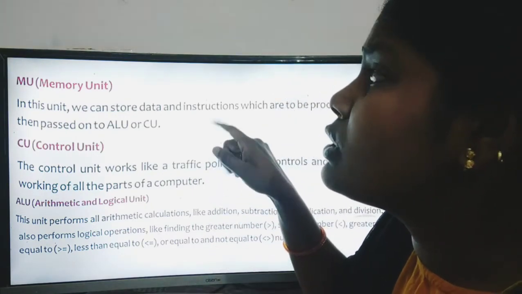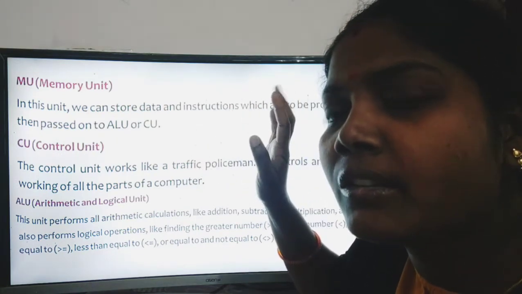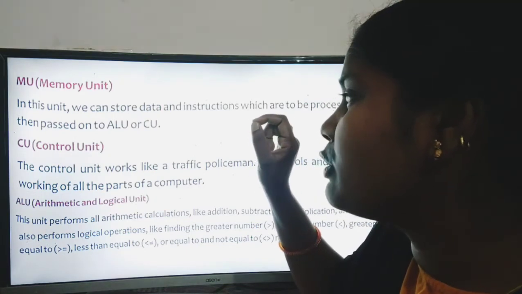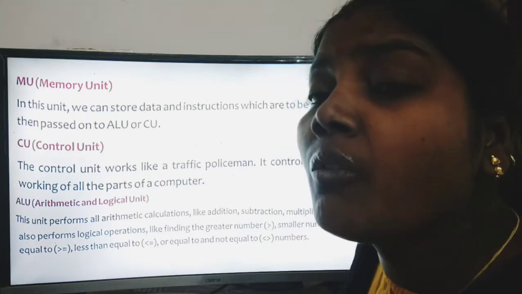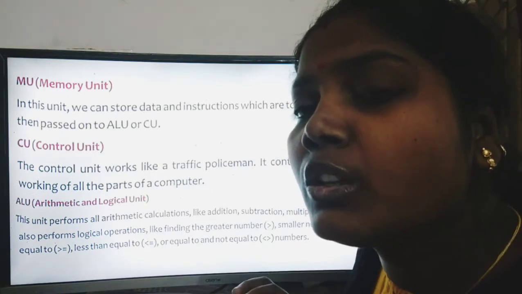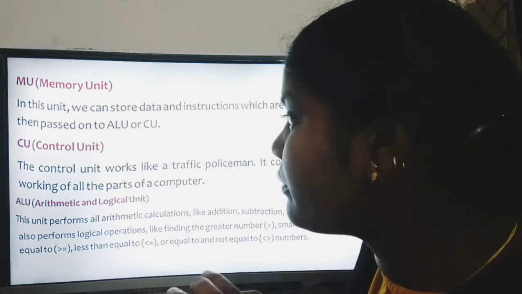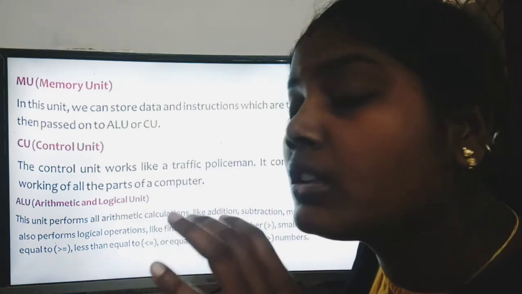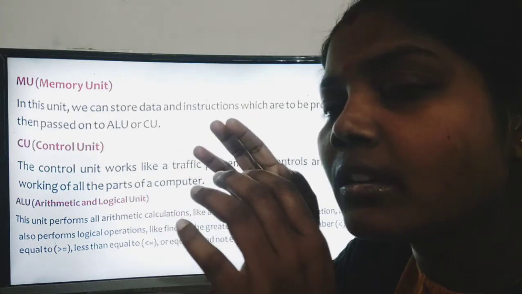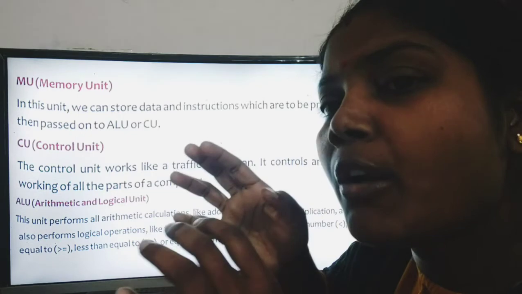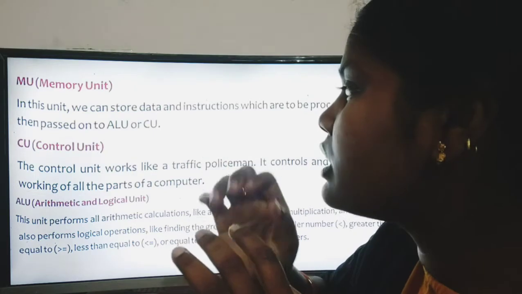So in the memory unit we can store all the information and all the data. That is the memory unit. And the CU, control unit, is the main thing in whatever we do. If we want to delete, or if we type, it will delete. The control unit has the power to control all the systems of the computer. So that is the control unit.